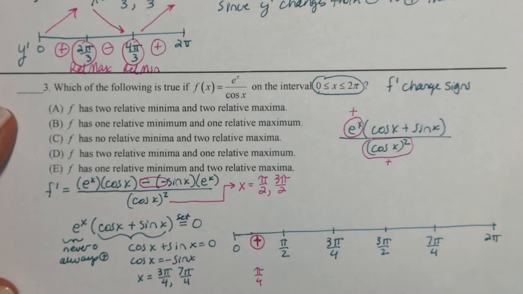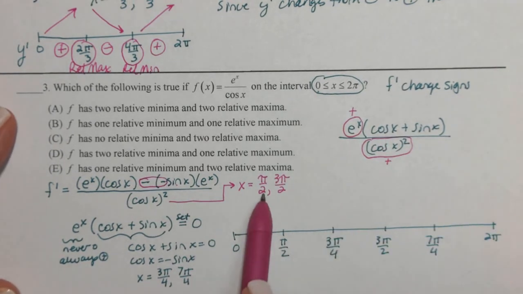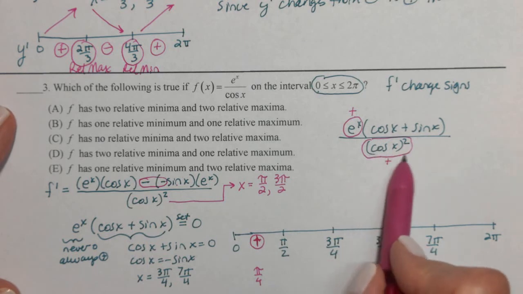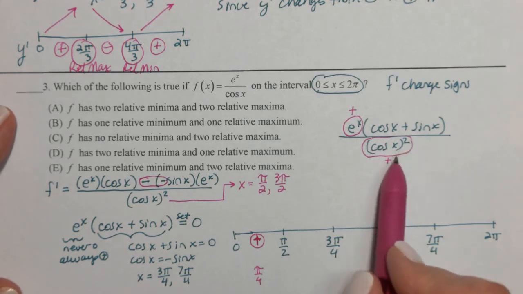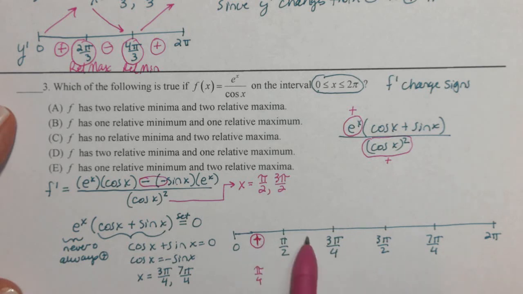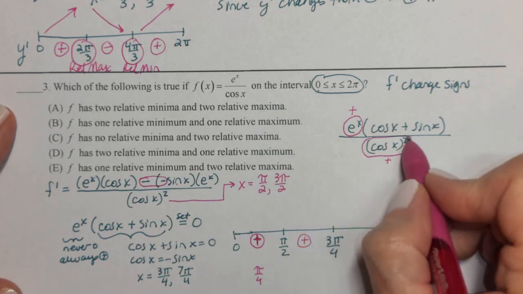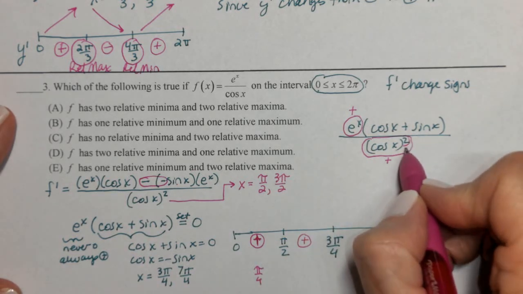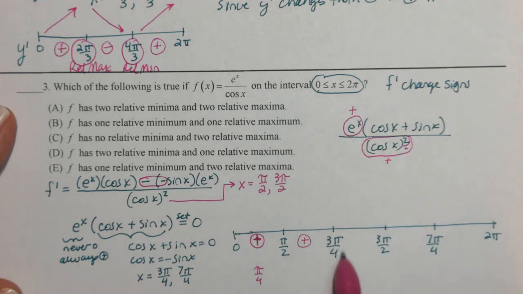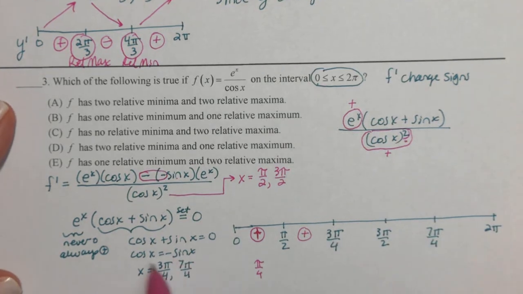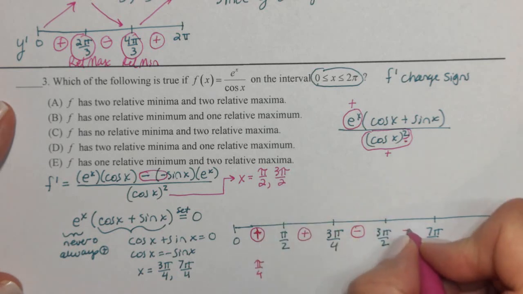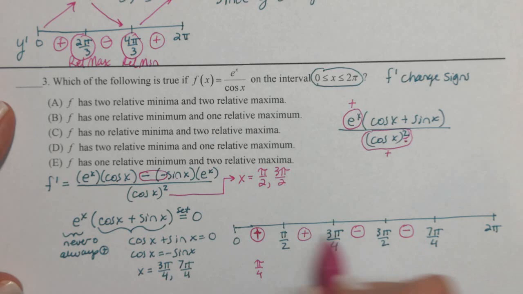Alrighty. So the pi over 2 and the 3 pi over 2 came from this piece that was being squared. So around the pi over 2, we will not change signs. We will stay positive because, again, it came from an even powered factor. Okay? But around the 3 pi over 4, that came from the sine and cosine. That will change signs. Around the 3 pi over 2, we will not change signs. But around the 7 pi over 4, we will change signs.